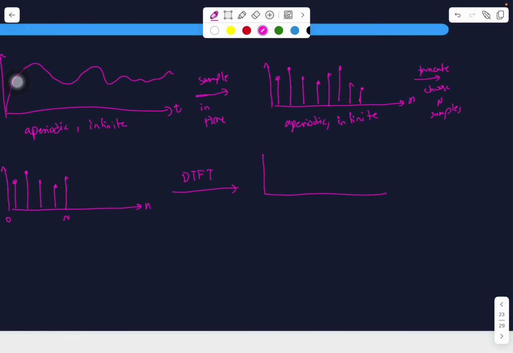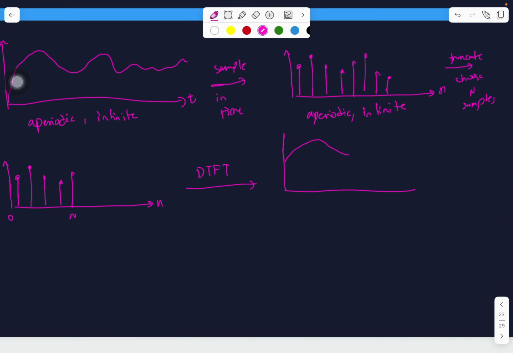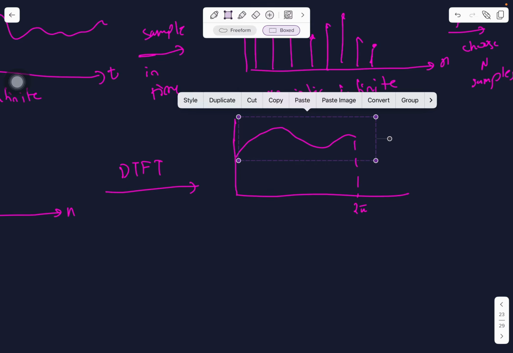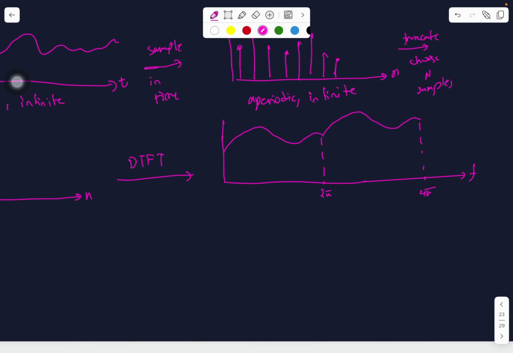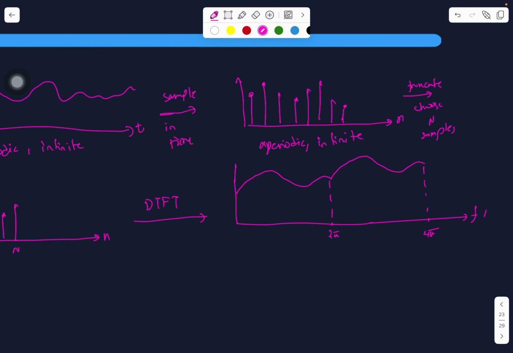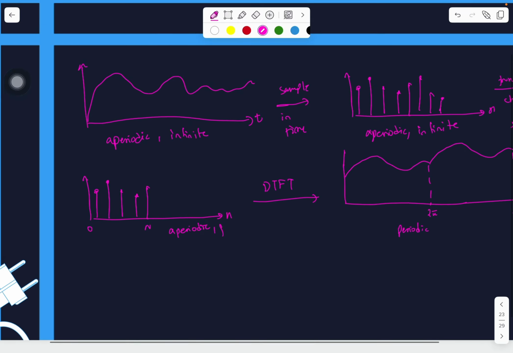If we apply the DTFT, we become in the frequency domain, but the spectrum we get is continuous and periodic, and its period is also 2 pi. So every 2 pi this shape is going to repeat and so on. Now we are in the frequency domain, as a function of omega. As we said, it is periodic with period 2 pi: X of e exponent j omega is equal to X of e exponent j omega plus 2 pi. Okay, this was aperiodic and finite.